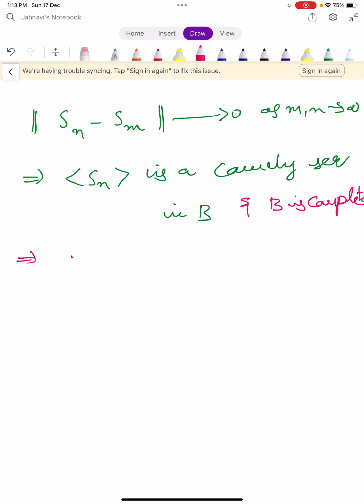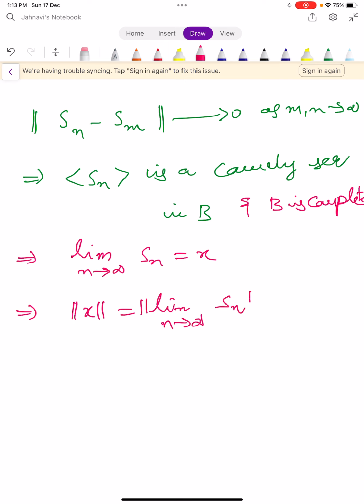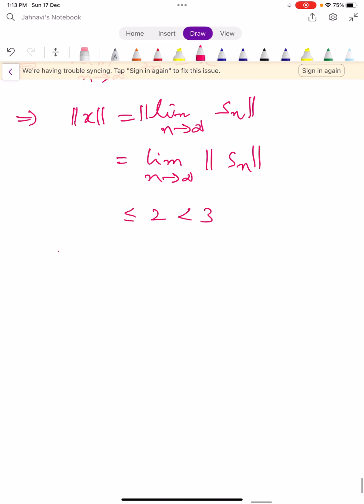This shows us limit n tends to infinity Sn is equal to x, meaning the sequence Sn converges to x. This shows us norm x is equal to norm of limit n tends to infinity Sn, which is equal to limit n tends to infinity norm Sn. Norm Sn is less than or equal to 2, so this is less than 3. So you observe that norm x is less than 3 for all x belongs to S3, because it is less than 3, I write S3.